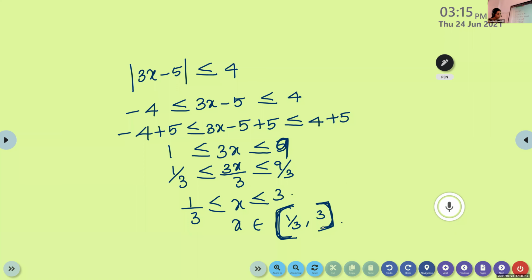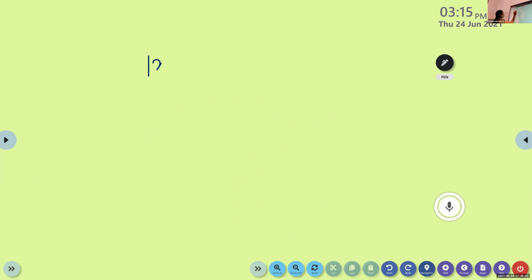Finished? Okay. Now look at the next case, children. The first case we learned is modulus of x less than a. Look at the next case. Suppose modulus of x is greater than or equal to a. Then what does it mean?